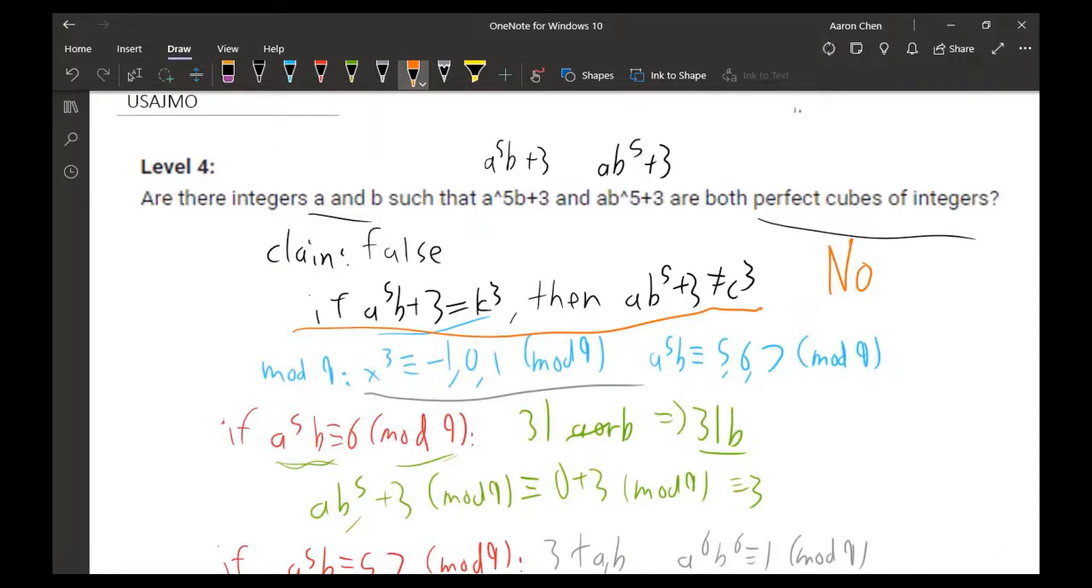So does anyone have any questions for either of these problems? Okay, well, I guess not.